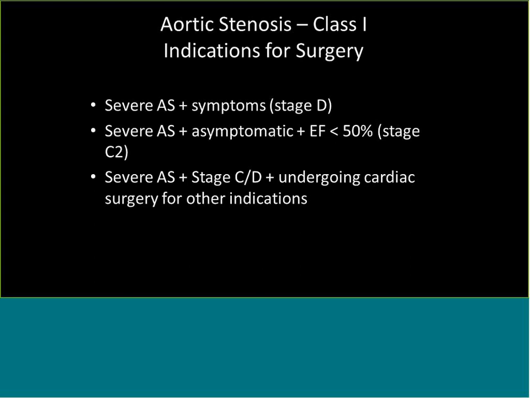comprised of the right ventricle. So they're symptomatic, they have severe criteria, and now their ventricle is failing. So it's a class 1 indication for surgery. And then severe AS, either stage C or D, who are undergoing cardiac surgery for other indications, CABG or, you know, whatever.